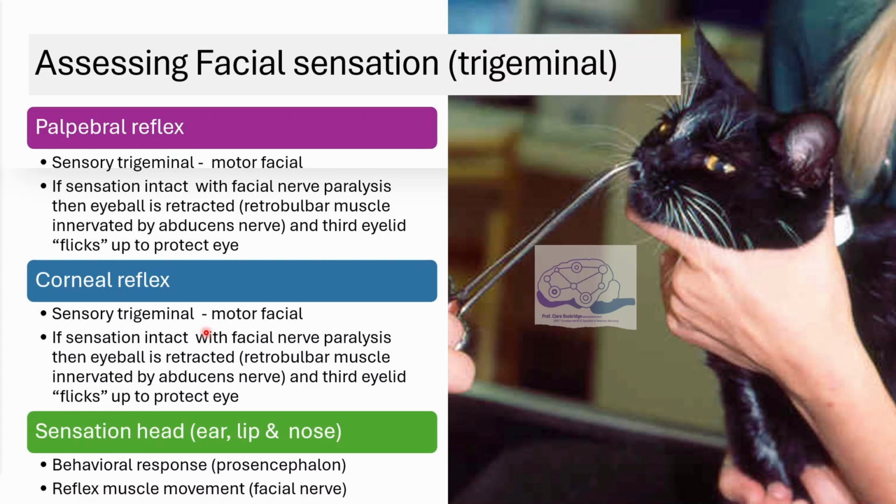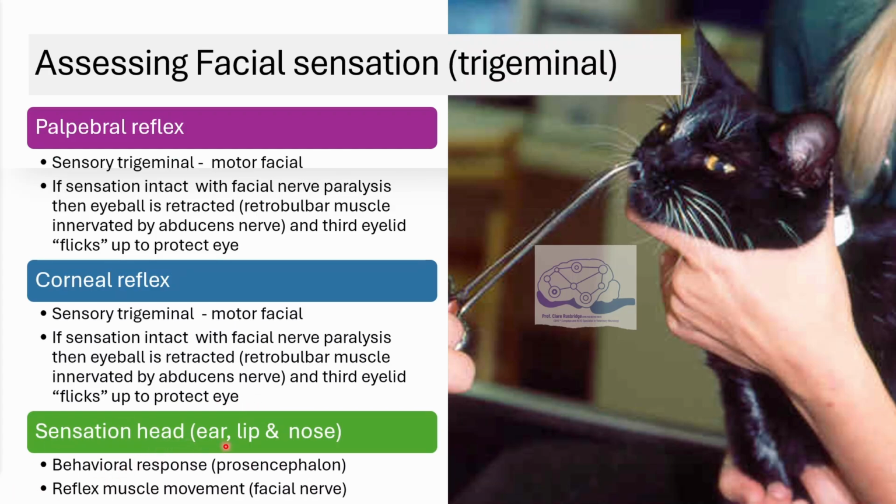So the corneal reflex is where you touch the globe, and again the eye should retract and the eyelid should close. And again, if sensation is intact but there's a facial nerve paralysis, then you get that eyeball flicking back and the third eyelid coming up to protect the eye.